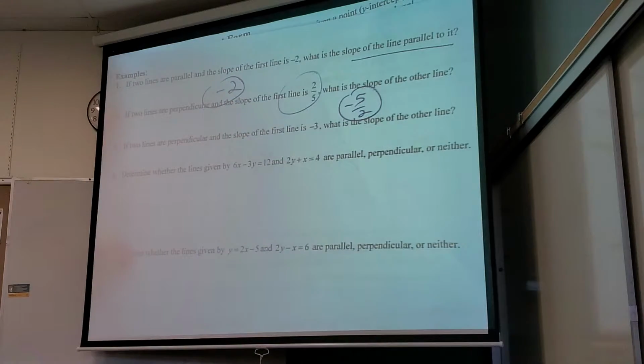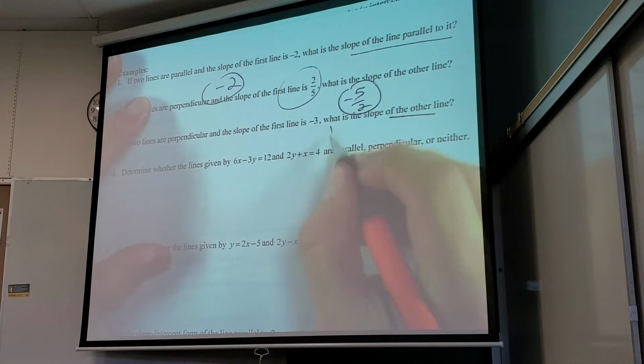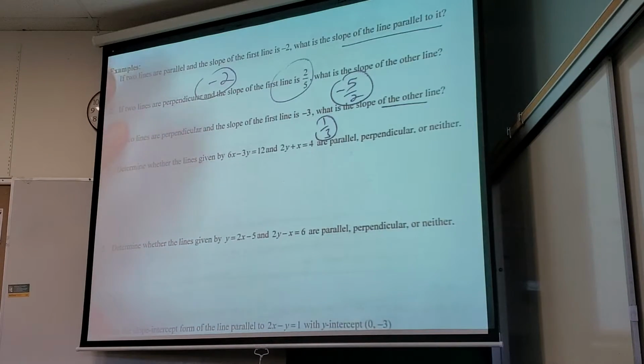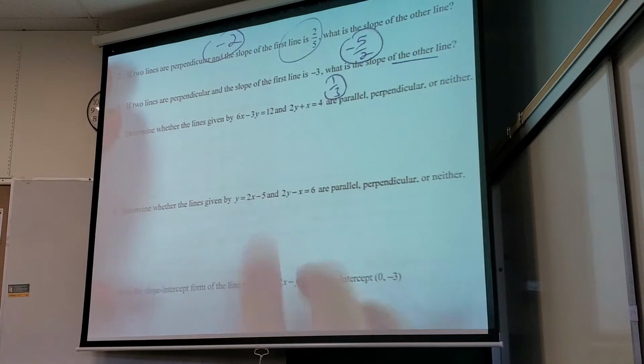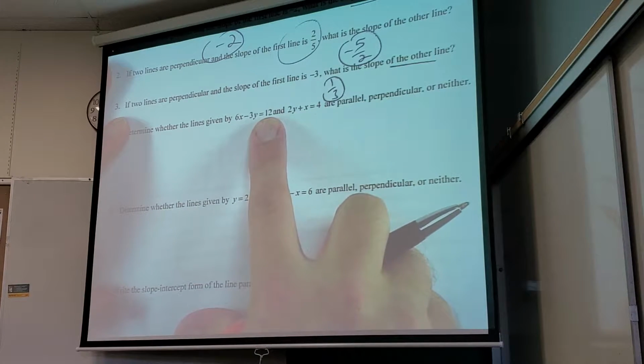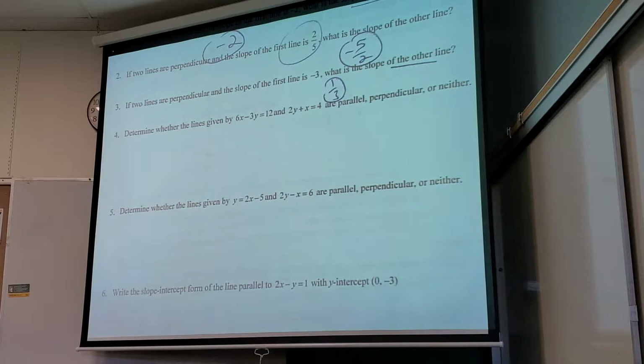2 lines are perpendicular, and the slope of the first line is negative 3. The slope of the other line is going to be 1/3. Change the sign, flip it. That's all you've got to do for perpendicular. What do I have to do here to figure out if these are one of these things? Parallel and perpendicular relate to what? Comparing the slopes. What's the quickest way to figure out the slopes of those things? Beautiful. Solve for y, which is slope intercept.